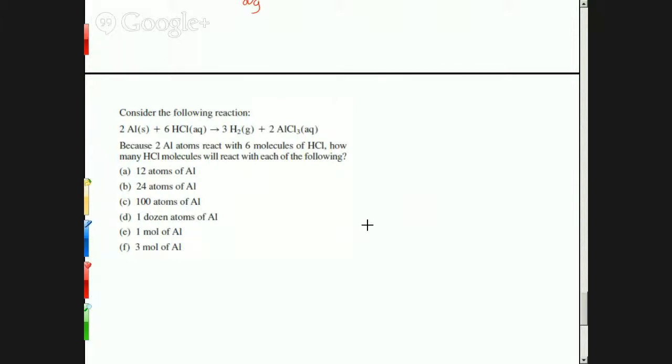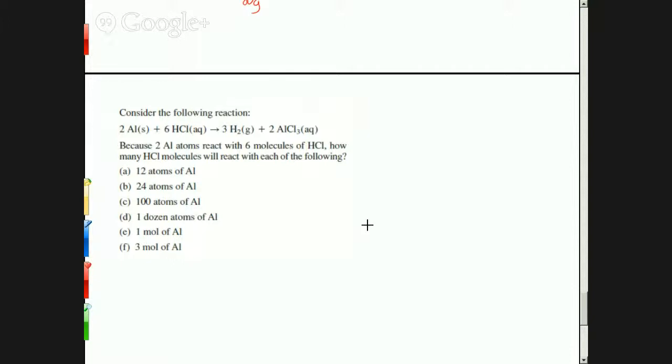Now, another thing that you should be able to do, we'll get into this later with some of the other ones, is instead of being given a balanced equation like this, I might say, consider the reaction where aluminum reacts with hydrochloric acid, forming hydrogen gas and aluminum chloride. And you should be able to write down that equation and balance it appropriately, just given the names of those compounds. So here we have it for you, and it's already balanced.